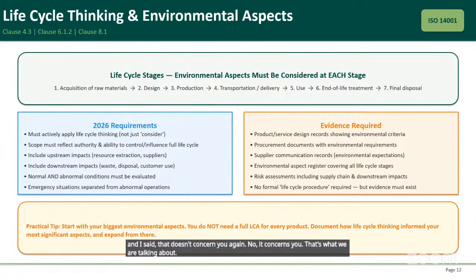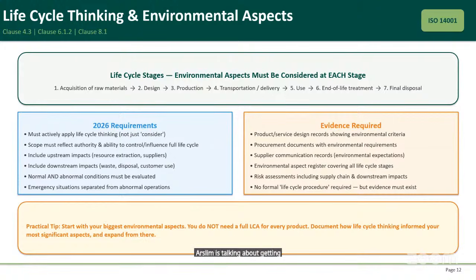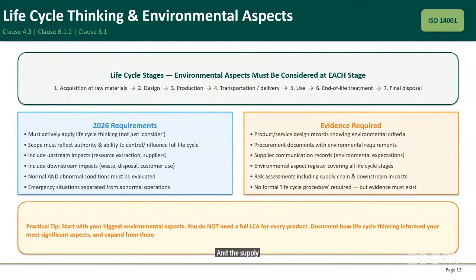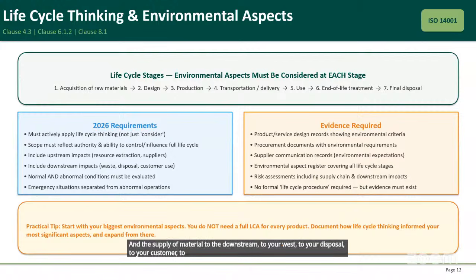You must include upstream impact. Upstream is talking about getting your raw material, how you got your raw material, how they got it delivered to you, whether they used a truck or they walked, or they used a diesel forklift or a diesel truck, or they used a gas-powered truck, or whatever they used to deliver it to you. You must consider it. How they supply your material, to the downstream, to your waste, to your disposal, to your customer use, to the delivery of your own product at the end of the day. Normal and abnormal conditions must be evaluated, and emergency situations separated from abnormal operations.